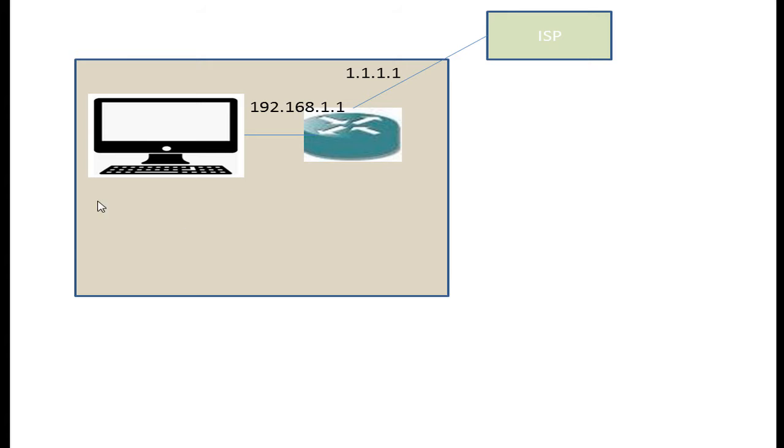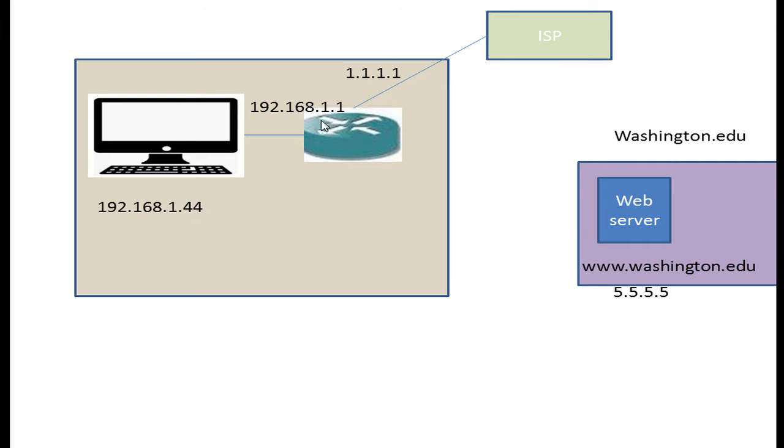When this client wants to connect to the network, the router would act as a DHCP server. You might also have a DHCP server separately, but in this example, the router would act as a DHCP server and assign an address of 192.168.1.44 for this example.